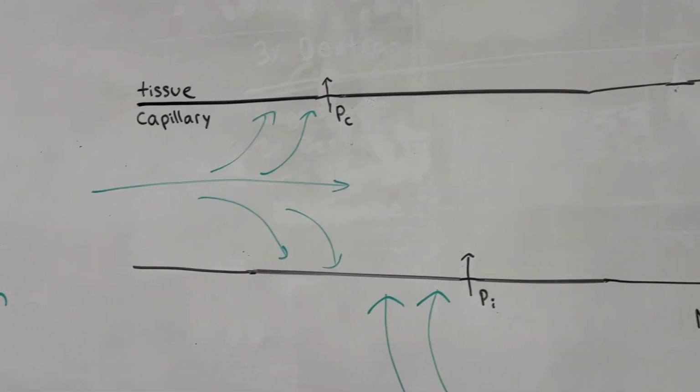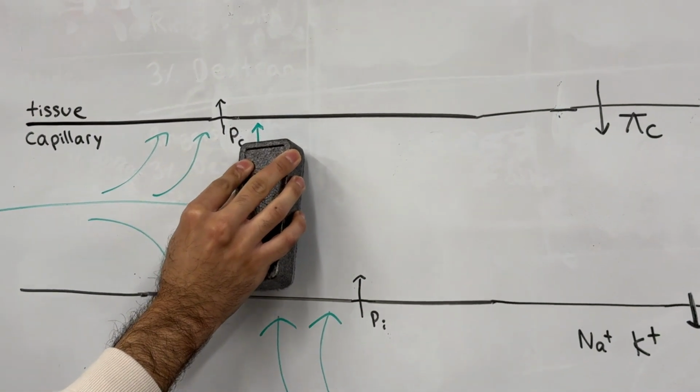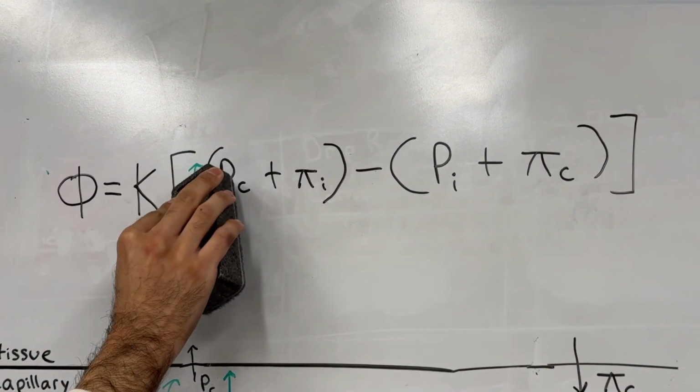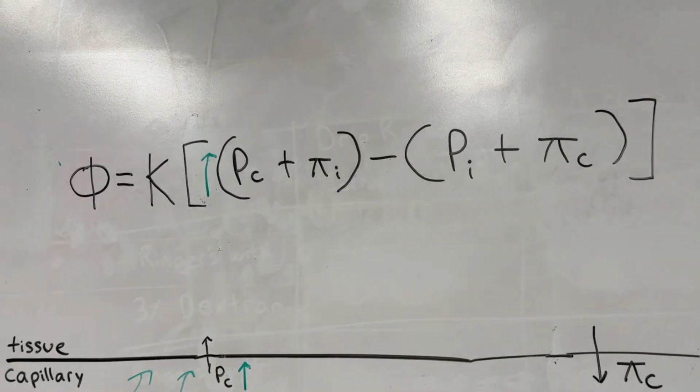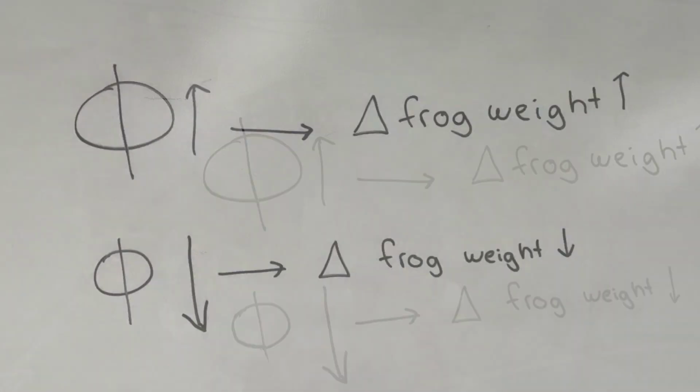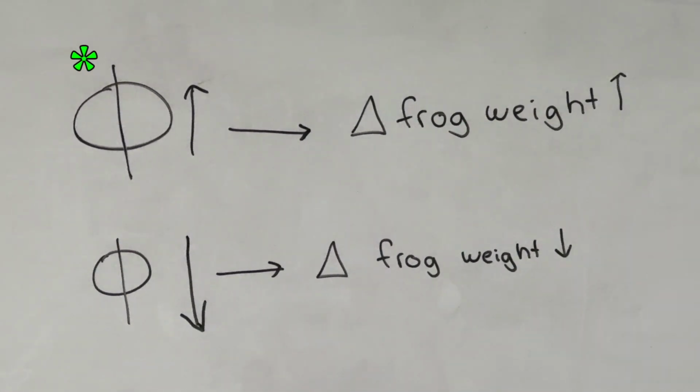lower resistance. Also, PC, or the capillary blood pressure, would be increased when vessels dilate. This causes fluid to go from the frog's vessels into the tissue and causes phi to increase. This explains the increase in the rate of change of frog's weight observed when adenosine was added to the perfusate.